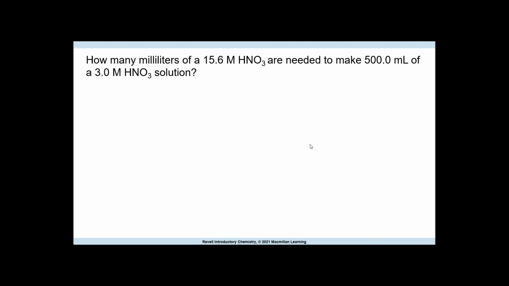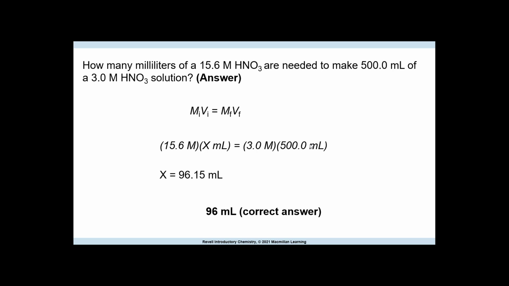How many milliliters of 15.6 molar nitric acid are needed to make 500 mils of a 3 molar nitric acid solution? So again, figure out what is the initial, what's the final, and then plug it in. And that's telling you need 96.15 mils, which rounded down is 96 mils.